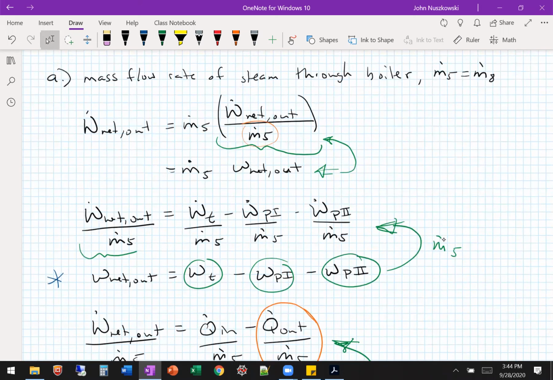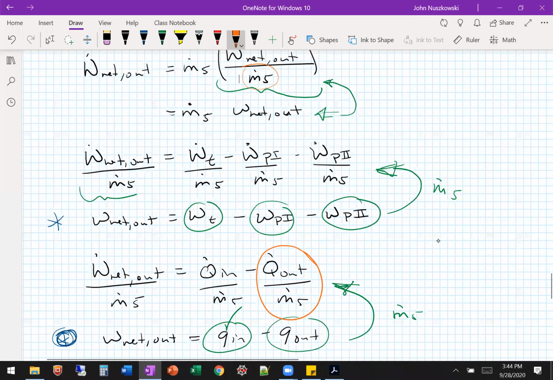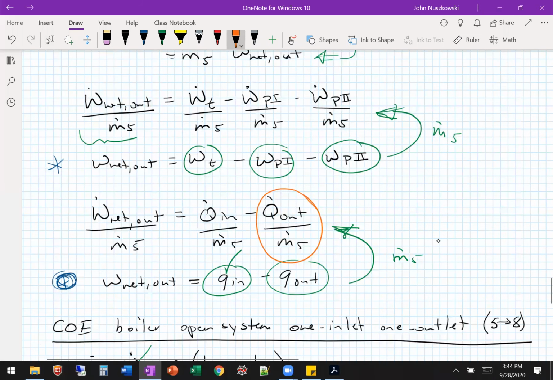Because to make this equation right here, where we're dividing by mass flow rate 5, if we were to cancel the mass flow rate 5s out, we would get the power here, right? So that means that's work net out per unit mass flow rate 5. To get work net out per unit mass flow rate 5, we take the power net out and divide. We did it two different ways.